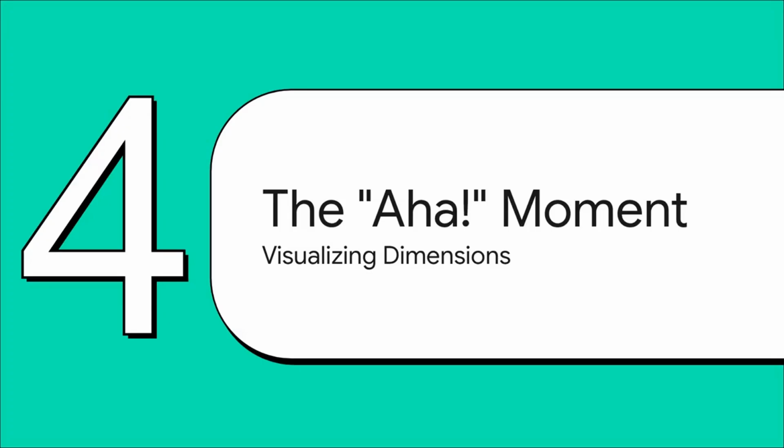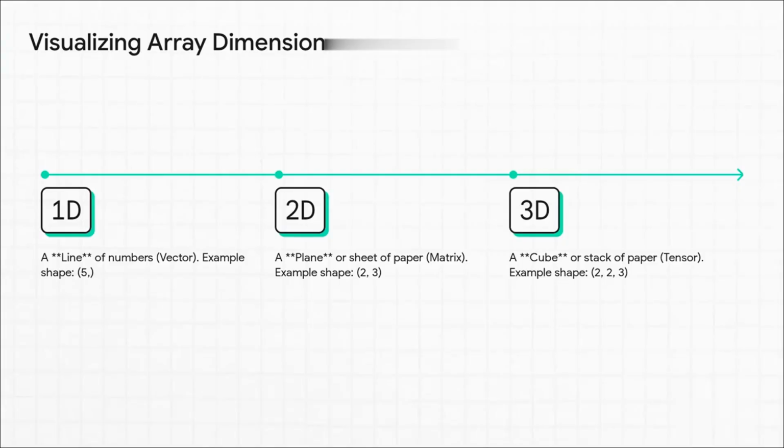So counting brackets is the how. That's the practical skill. But now let's get to the why. Let's actually try to visualize what these shapes mean in our heads. This is the part that really makes it all make sense. Let's map these to something real. A 1D array? That's just a line, a vector of numbers. Easy. A 2D array? Think of it like a flat sheet of paper, or a spreadsheet. It's a matrix. It's got rows and columns. This is how we store tables of data.